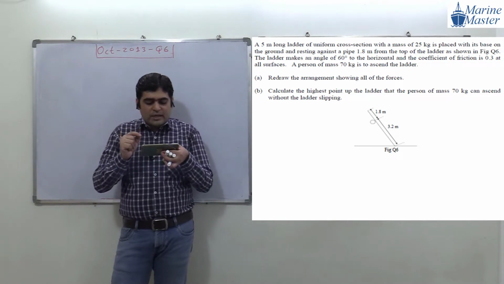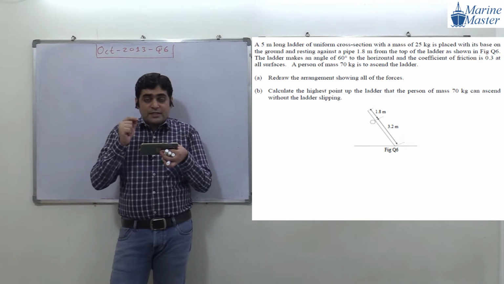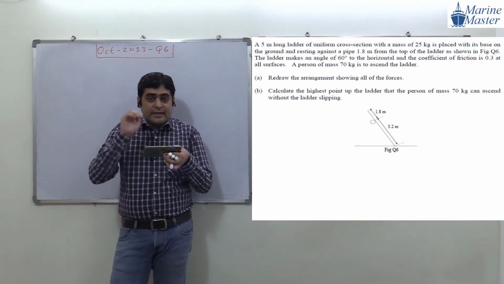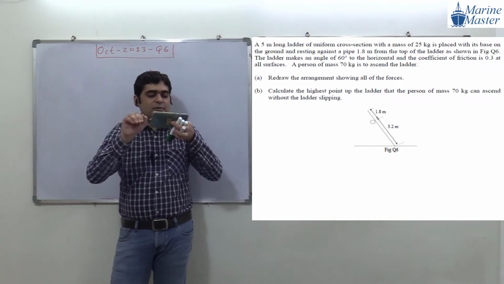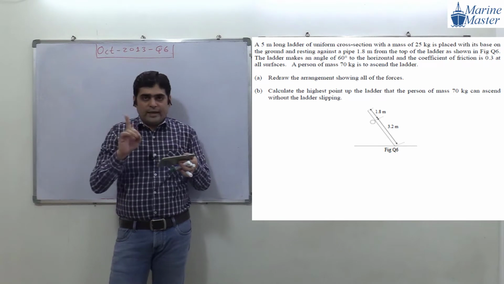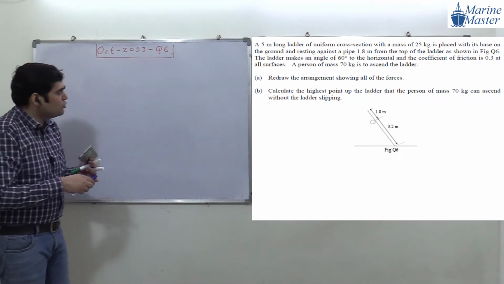Calculate the highest point of the ladder that the person of 70 kg mass can ascend. Ascend means going up. Ascend without the ladder slipping. Okay, try to see the scenario. I am going to explain this part B once again, so don't worry.